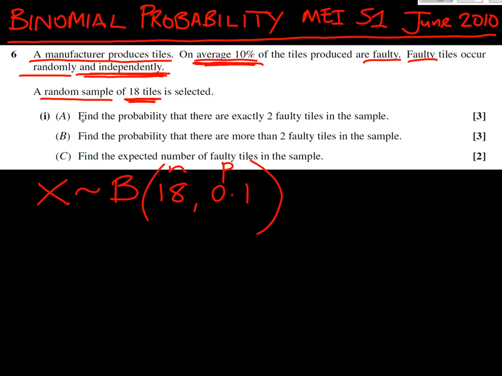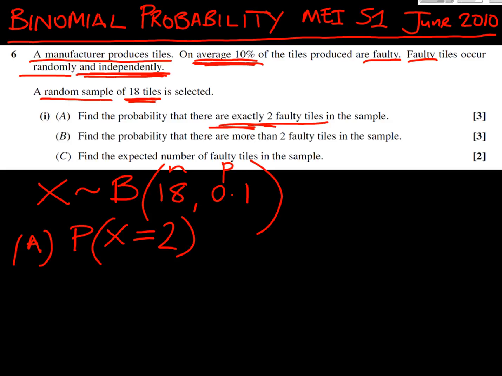So look at part 1a. Find the probability that there are exactly 2 faulty tiles in the sample. Okay, so what's that asking us? Well, we need to work out what probability we're calculating. This says exactly, so that's an equals: X equals, and it's 2 faulty tiles, so X equals 2. So the most important thing is to decode that. We've got 2 methods of doing it.